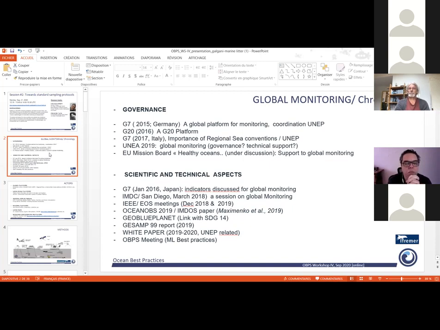So besides the governance, we do have different initiatives that were launched on scientific and technical aspects. G7 also in January 2016 discussed in Japan the different indicators. They were more or less related to those that are stated in the ocean governance for now. Then there was a dedicated session also at the International Marine Debris Conference in San Diego. Also the meetings held by IEEOS in 2018-19. Then the Oceanops meeting with the AMDOS paper. There were a lot of co-authors, the GeoBlue Planet Initiative and the link with the Ocean Decade. Also the report from GESAMP, the white paper, UNEP related, from Emily and the co-authors.